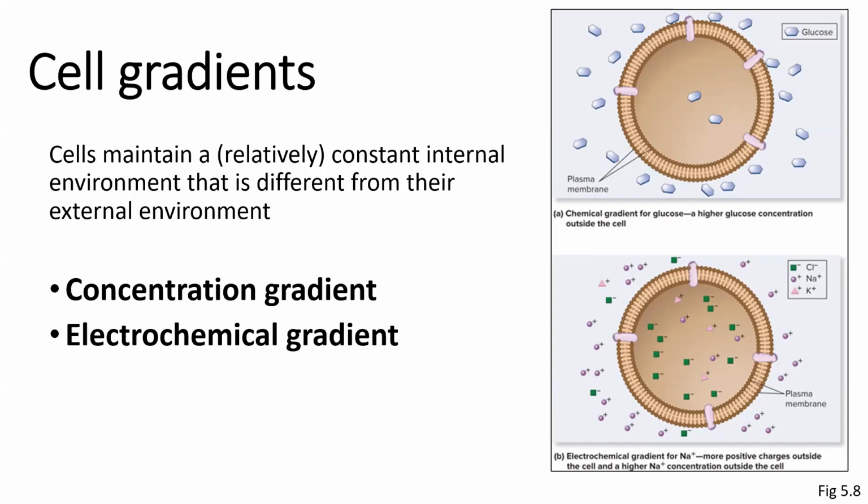So you can have two different types of gradients that we see with cells. A concentration gradient, which is the concentration of substances, or an electrochemical gradient, which is absolutely fascinating. We'll talk about it a little bit in 181, a little bit in 182, but we'll go into it in great detail in Bio 201, Human Anatomy and Physiology 1.